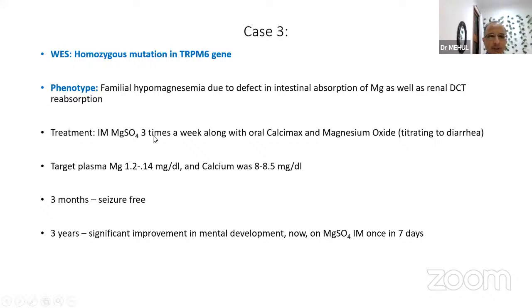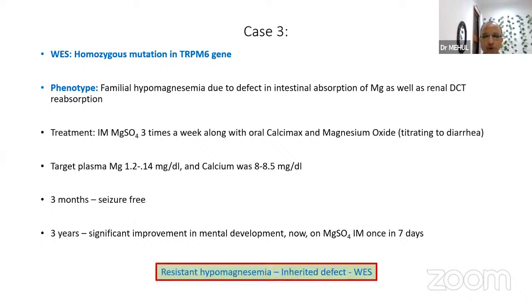And within 3 months of initiation of this therapy, he was seizure-free. He is now 5 years of age, seizure-free for the past 2.5 years, and able to manage his day-to-day activities with improvement in mental development. He is now on intramuscular magnesium sulfate once in 7 days. So please think about inherited defect in magnesium absorption, either in the intestines or in the renal tubules, whenever there is a child with resistant hypomagnesemia.